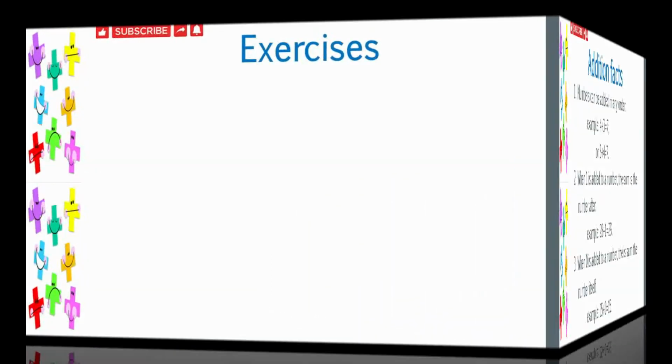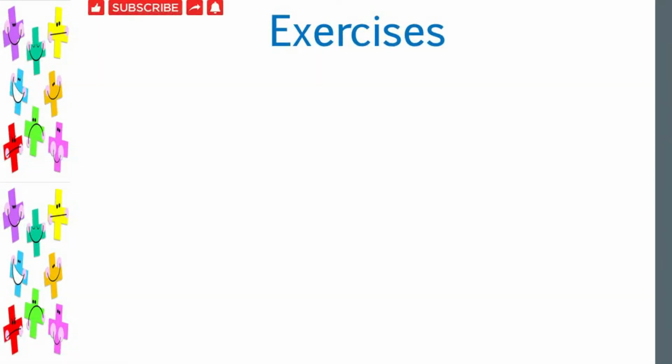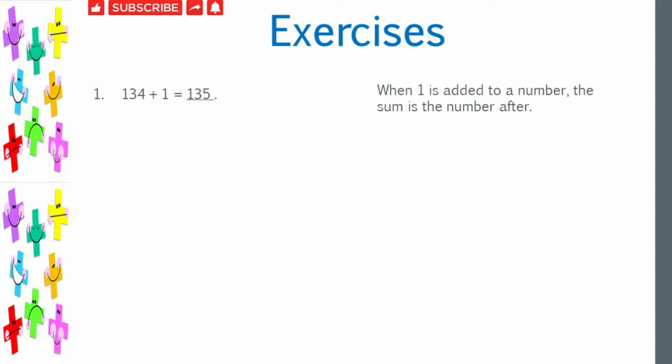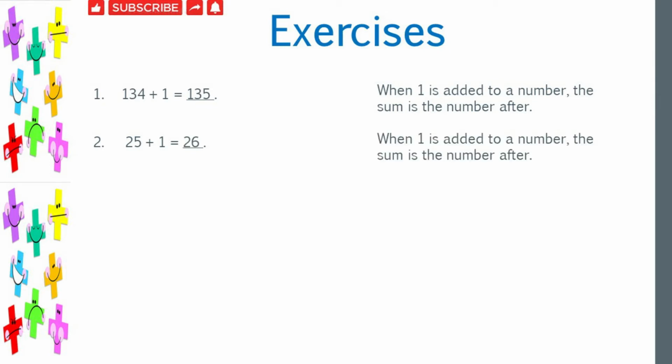Children, now let us revise these facts through some exercise. First one, 134 plus 1 equal to. The answer is 135, which is according to our fact 2 that when 1 is added to a number, the sum is the number after. Similarly, 25 plus 1 equal to 26, which is based on the same fact.